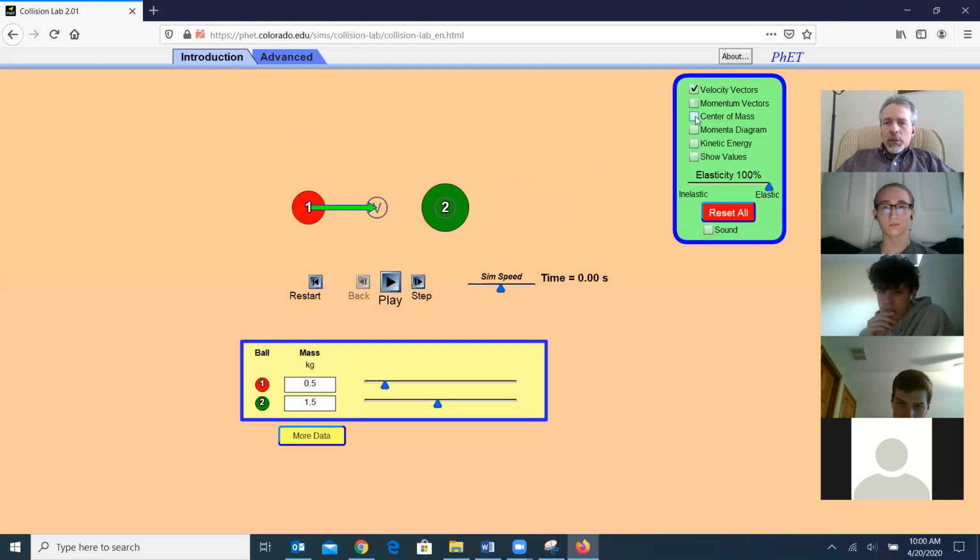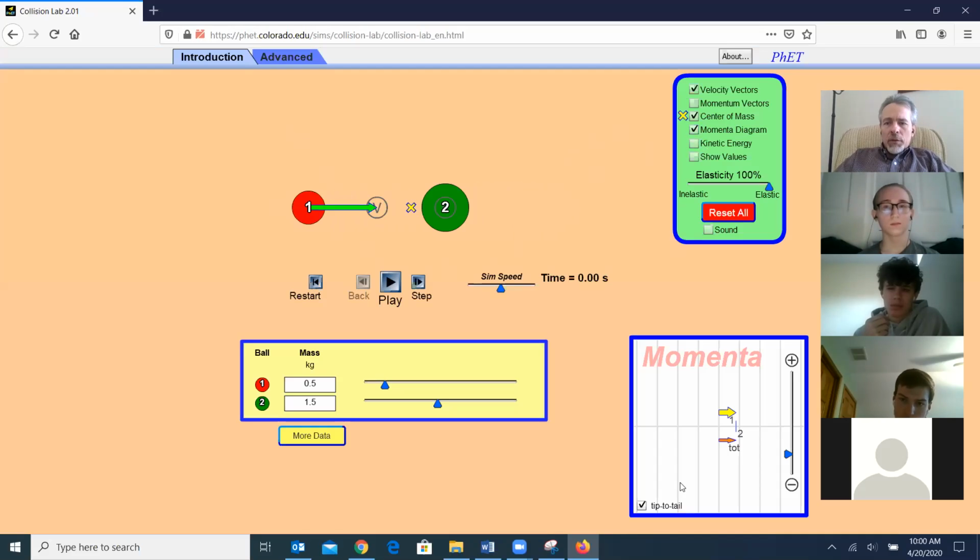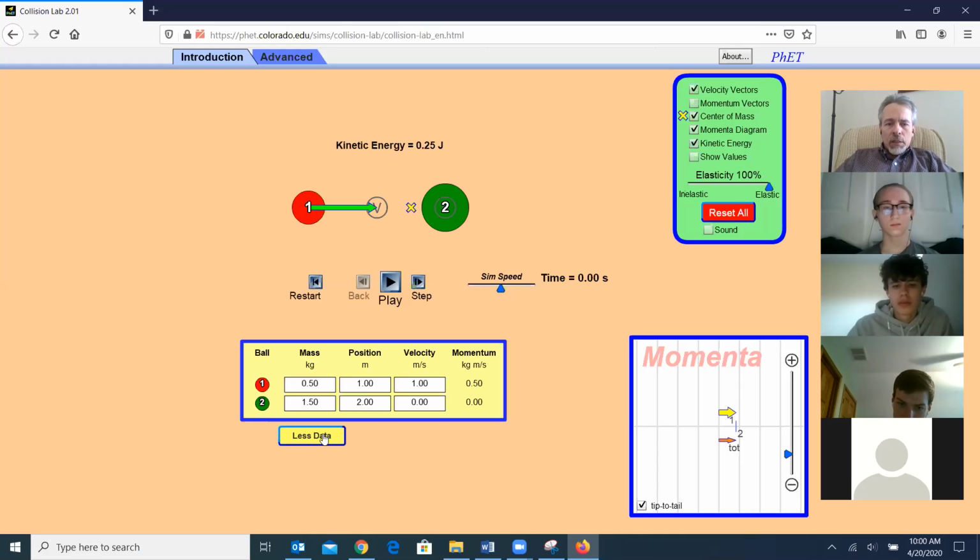What I would like you to check, by the way, this is all in the directions, is to click center of mass. Notice when I do that, this little X pops up here. So center of mass. Momentum diagram, this little diagram down here comes up in the lower right. Kinetic energy tells you the kinetic energy. And I want you to notice there's this slider that goes from elastic to inelastic. And you're going to click on more data. So you can move these to wherever you want. You can change the velocity to wherever you want.